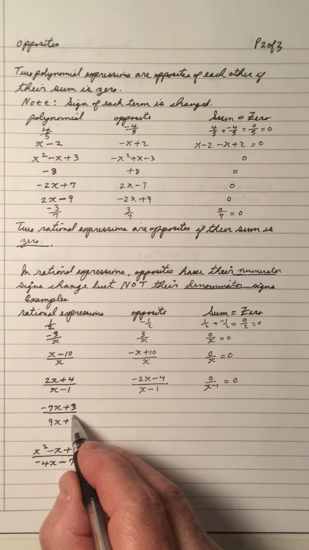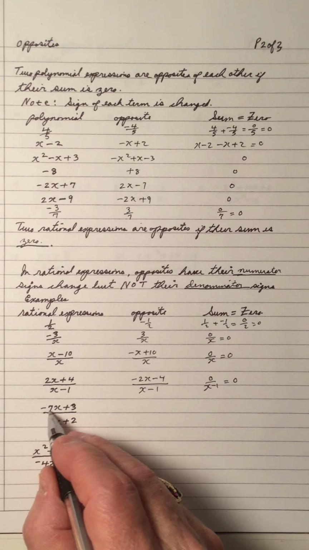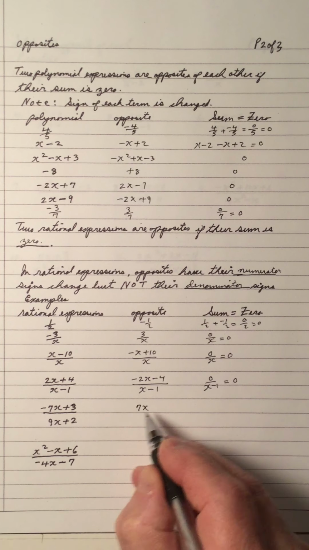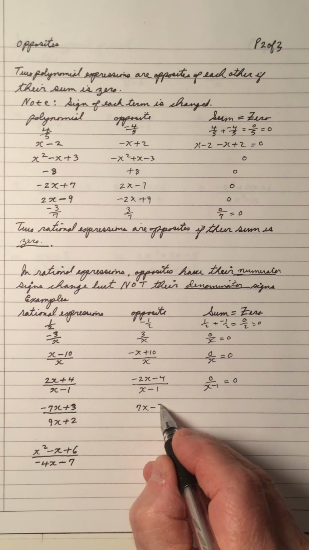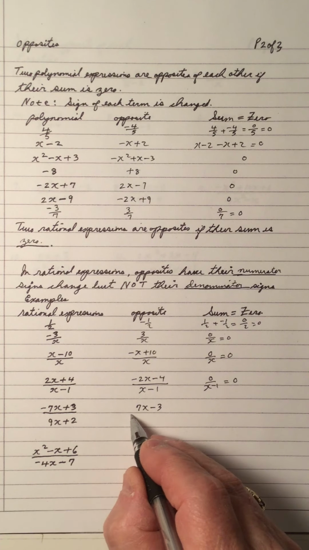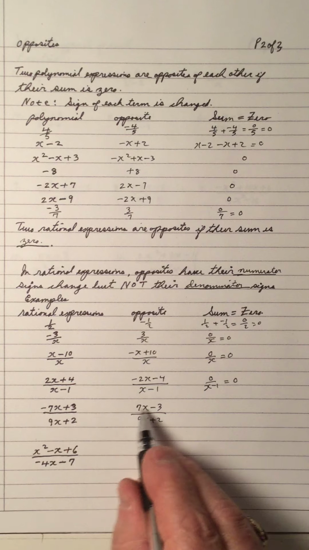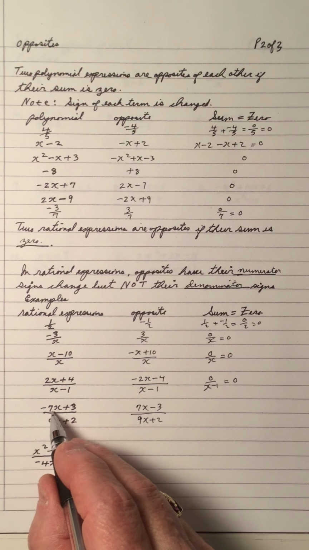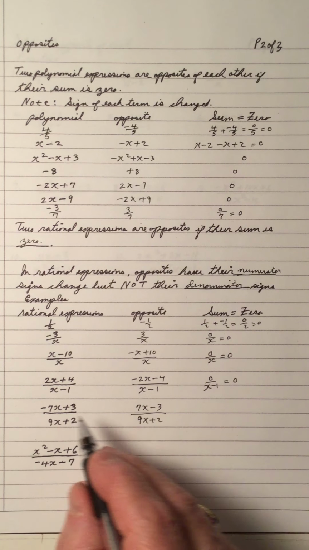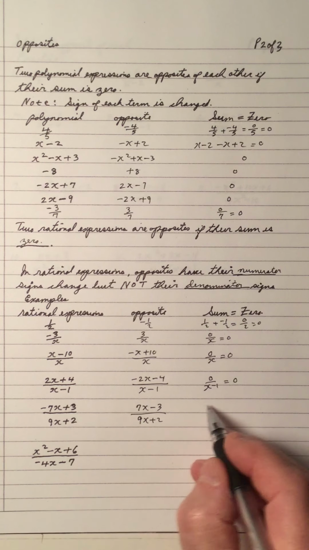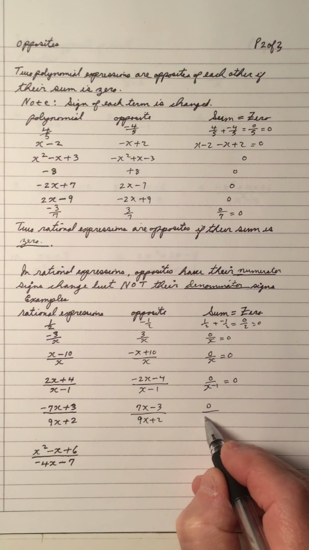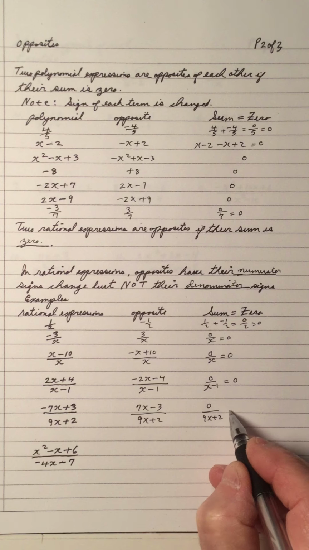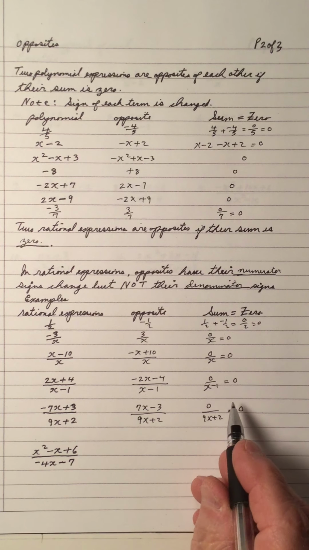And this rational expression, opposite of a negative 7x is 7x. Opposite of a plus 3 is a minus 3, all over 9x plus 2. So again, I change the signs of the numerator, not the denominator. Negative 7x add on 7x is 0. Positive 3 add on negative 3 is 0. All over 9x plus 2, and that gives me a 0.